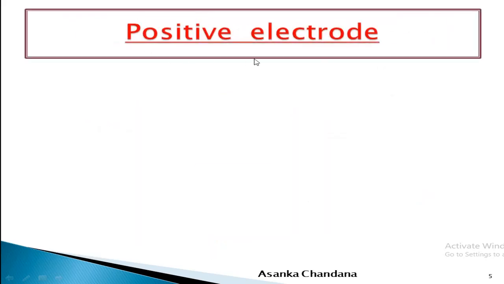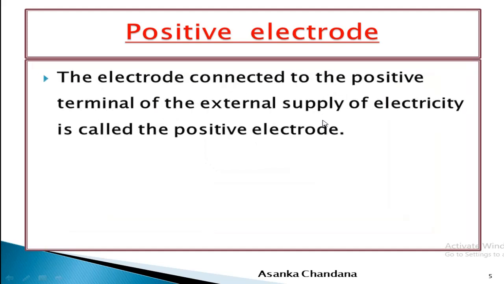Then we will go to learn about what is the positive electrode. What is the positive electrode? Positive electrode means the electrode which is connected to the positive terminal of the electric source. The other name for the positive electrode is anode, right?